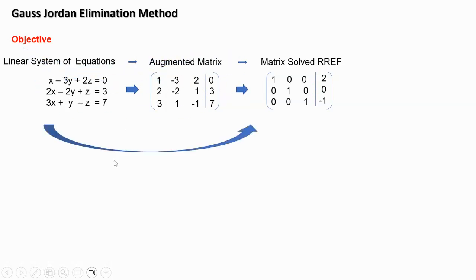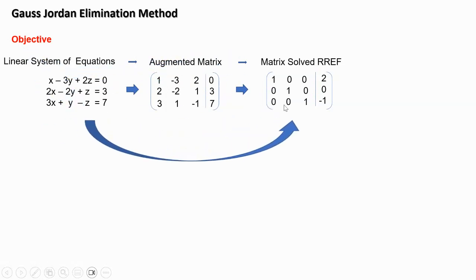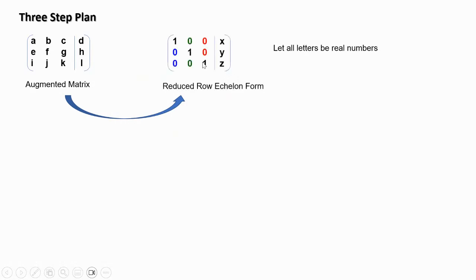Now, so what's the plan? How can I go from a linear system of equations to the reduced row echelon form? Here's what I call the 3-step plan. Again, I'm going to use letters, so every letter is a real number. Now this is the augmented matrix. I want to put it in this form. This will be the values for x, y, and z. Now here's the plan.